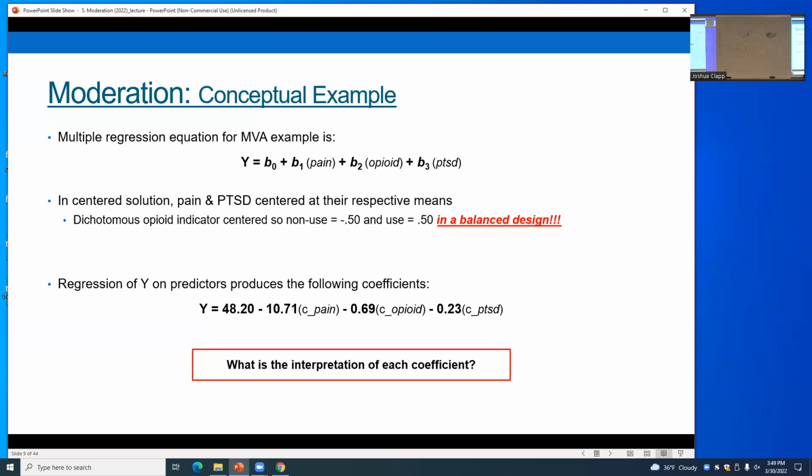What's that? Nope, this is our intercept here. Oh yeah, so B0, yes. Those are like each specific variable. What is the interpretation of our intercept? Tell us.